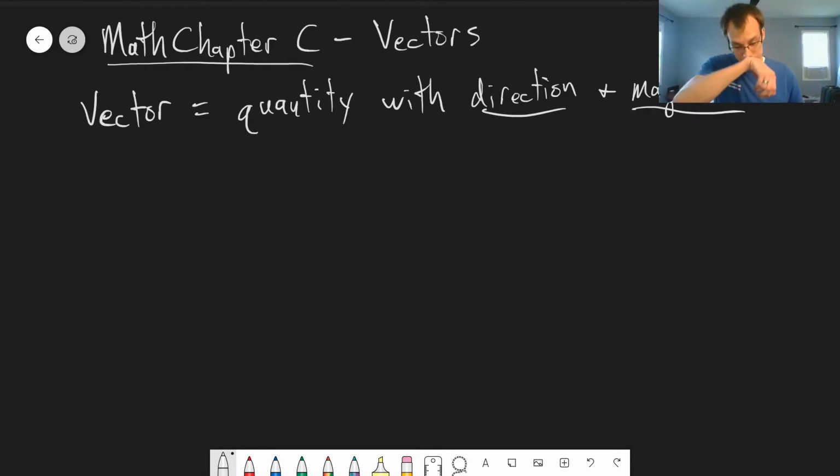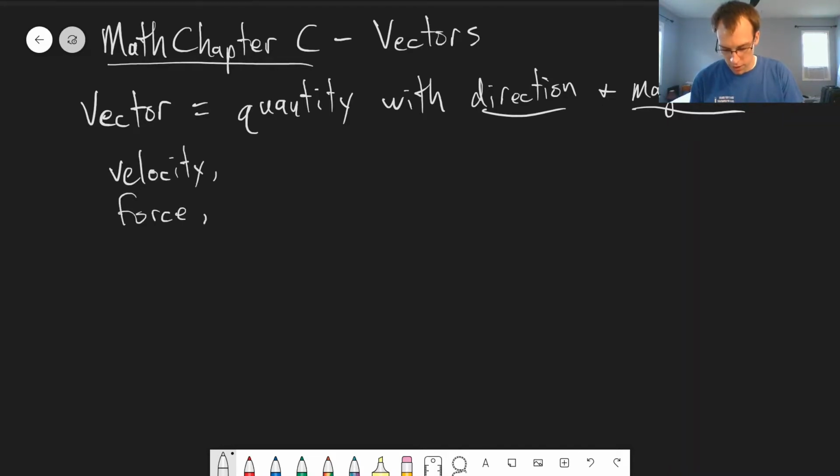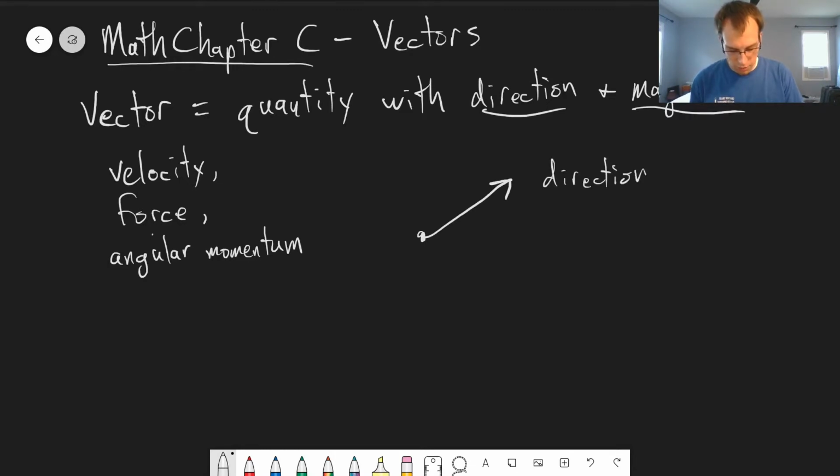So things like force that you learned about in physics, they push in a particular direction. They have a specific strength, right? If we think about how strong a force is, so think of something like velocity, force, and as we'll see, angular momentum is another vector quantity. And so the way we represent vectors often is with an arrow, right? So the direction of the arrow represents our direction, and then the length of the arrow represents the magnitude.